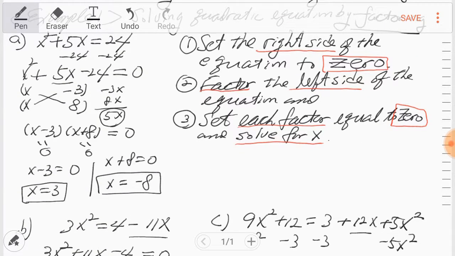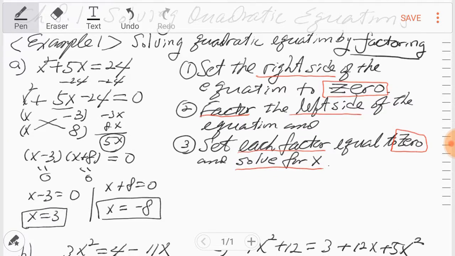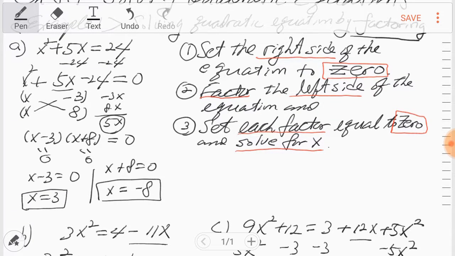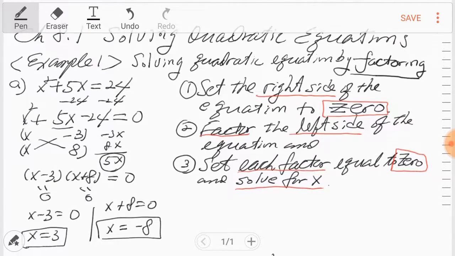Okay, so when we solve a quadratic equation by factoring, it is pretty simple. We already did this one in our previous chapters. So we set one side of the equation to 0, and then factor the other side, and then set each factor equal to 0, and solve for x.